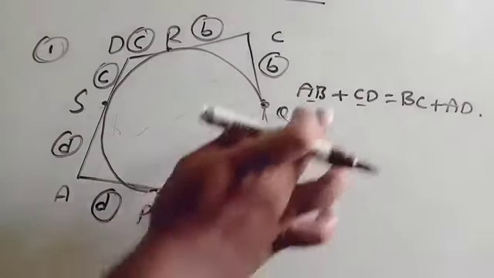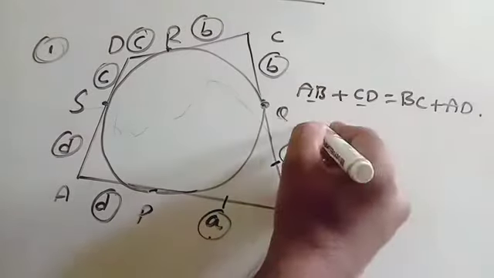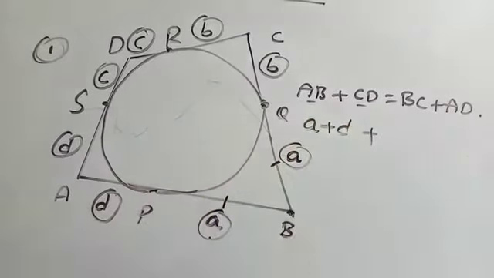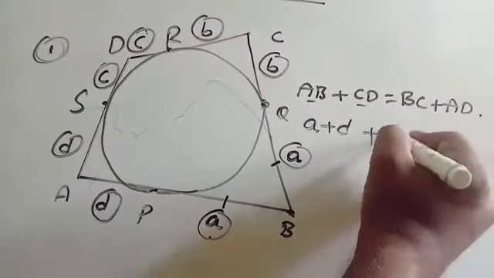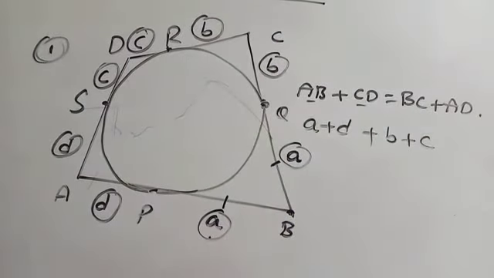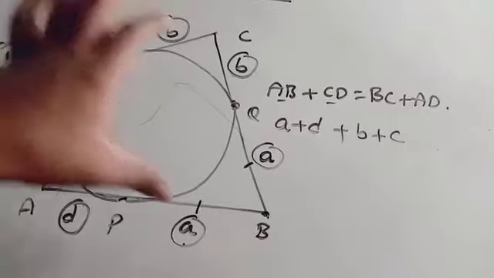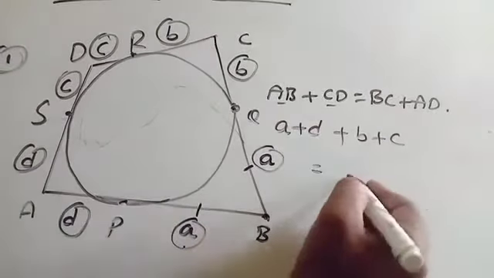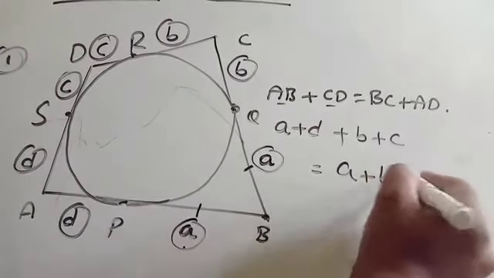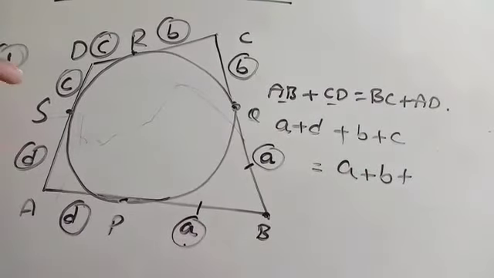Clear? What is AB? Total length: a plus d. What is CD? CD is b plus c. So a plus d plus b plus c. What is BC? BC is a plus b. What is AD? AD is c plus d.